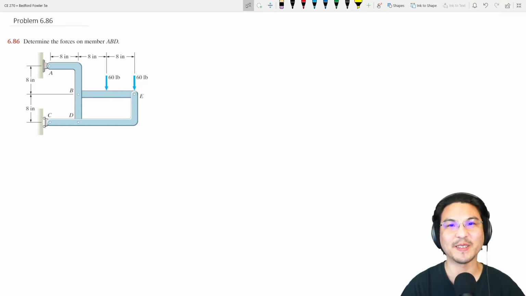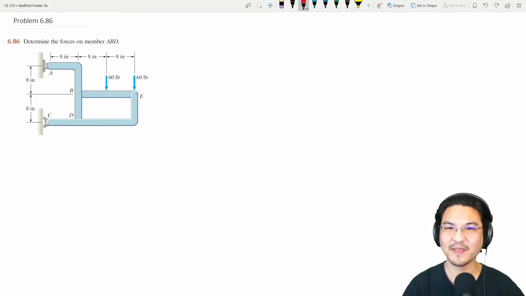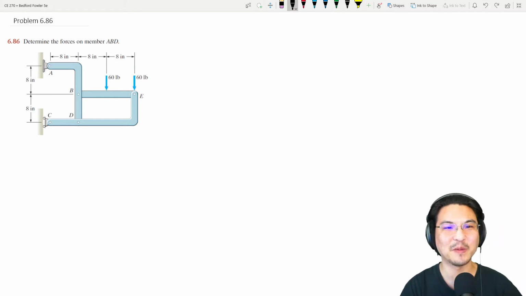Everybody, let's try this example. I picked this one because there's a load being applied directly at a joint of this frame, so I wanted to make sure I covered an example like that. Okay, so what do we do?